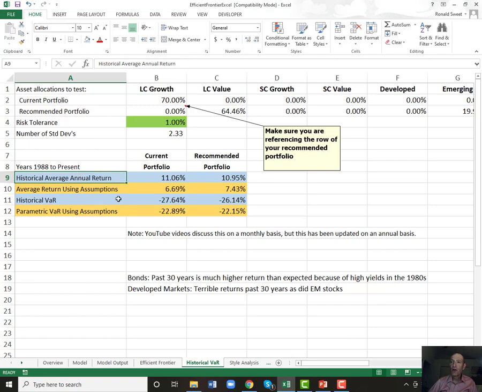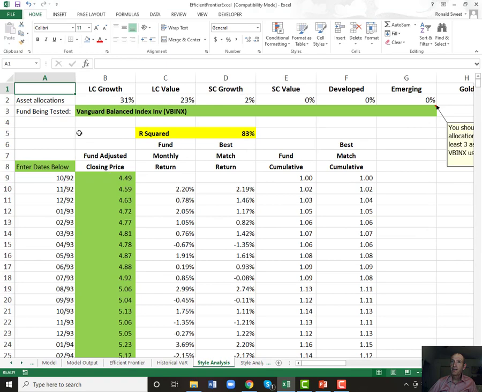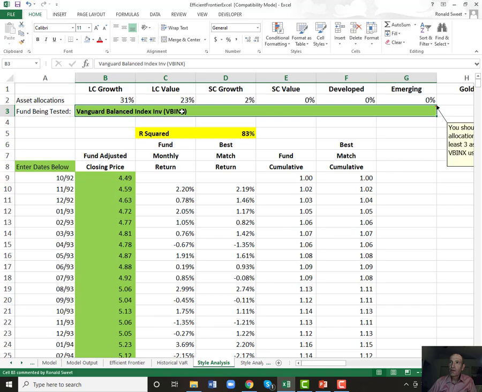So there's historical VAR. Now the next thing we're going to do is style analysis. Now style analysis, you'll have to watch real carefully how I do this particular project. I am going to use, and listen real carefully, this is extremely important, I'm going to use the Vanguard Balance Index Fund. Its ticker is VBINX. You cannot use that fund, but what can you use?